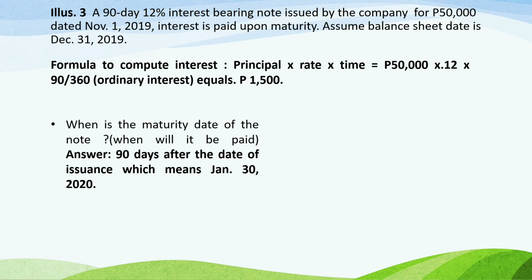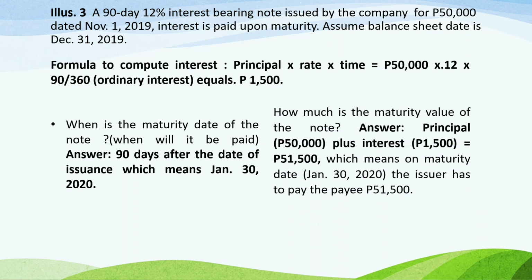The first question to answer is, when is the maturity date of the note? So when shall it be paid? If our date is November 1, counting 90 days, it means January 30, 2020. So November 1, December 1, January 1, and January 30. So that is 90 days. So the due date is January 30.